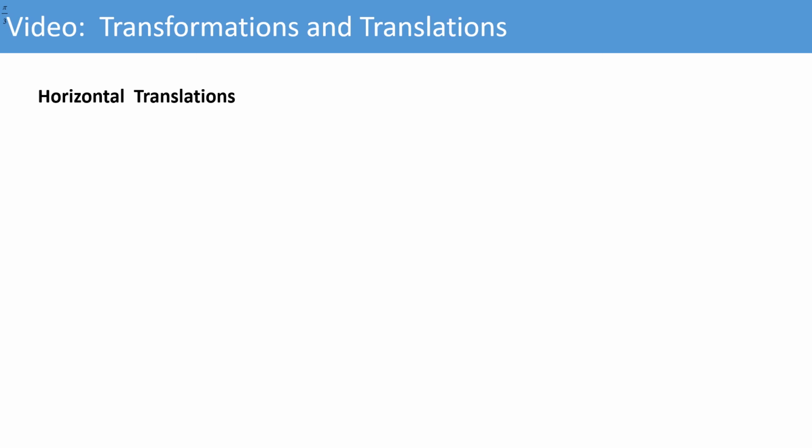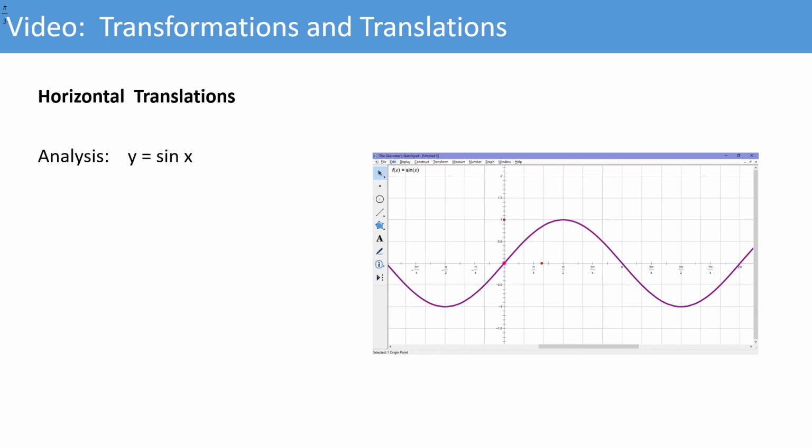Horizontal translations. Y equals sine x, our default graph. The value of d is 0. The x value of the starting point is 0.